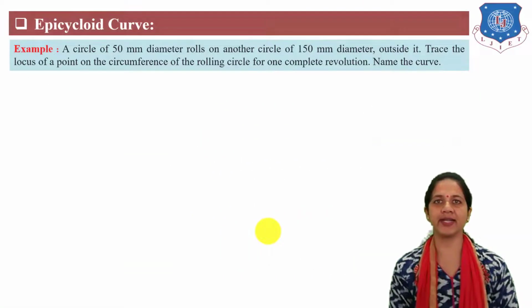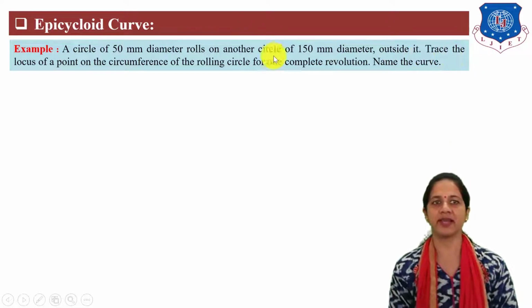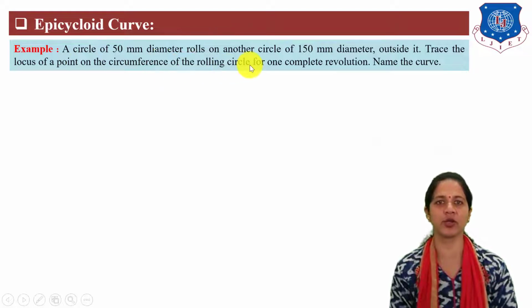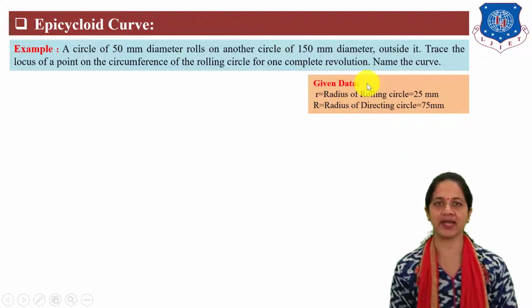Next, let us solve an example of an epicycloid curve. A circle of 50 mm diameter rolls on another circle of 150 mm diameter outside it. Trace the locus of a point on the circumference of the rolling circle for one complete revolution. Name the curve. First, list out the given data.